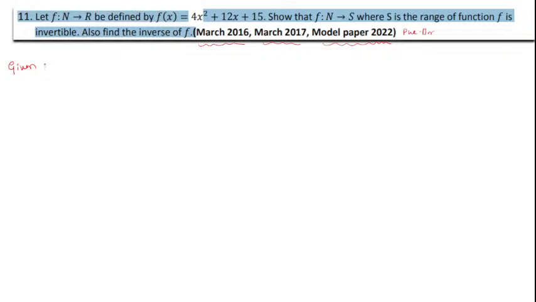Given that the function f is defined from the set of natural numbers to the set of real numbers such that f of x is provided, that is, f of x is equal to a quadratic polynomial, 4x square plus 12x plus 15. Okay? So now the difficulty is what? In order to express your y, to find your x, this will be a little bit of a tough task here.